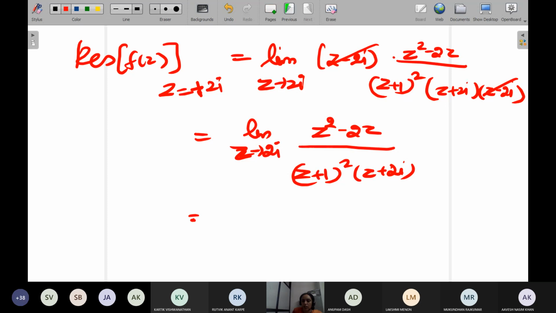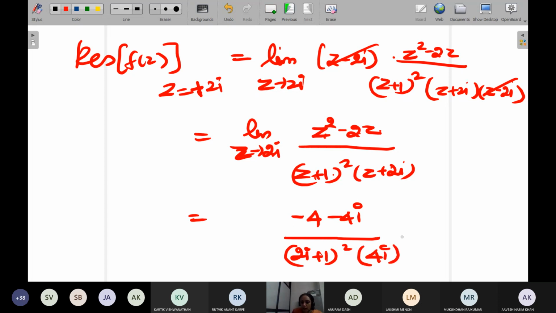Limit z tends to 2i, z square minus 2z divided by z plus 1 the whole square into z plus 2i. Now substitute the limit. So we'll get 2i the whole square, so 4 i square will give you minus 1. So this will become minus 4, minus 2 into 2i. So this will become minus 4i divided by 2i plus 1 the whole square into 2i plus 2i, which will become 4i.